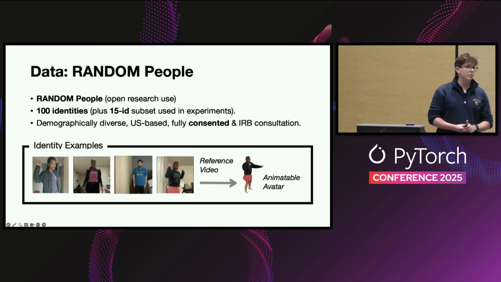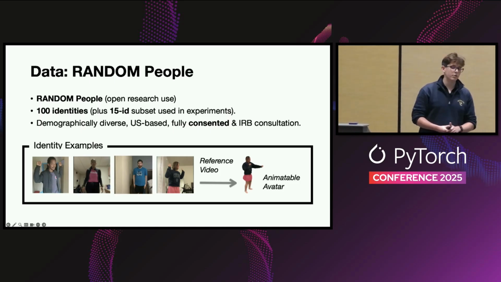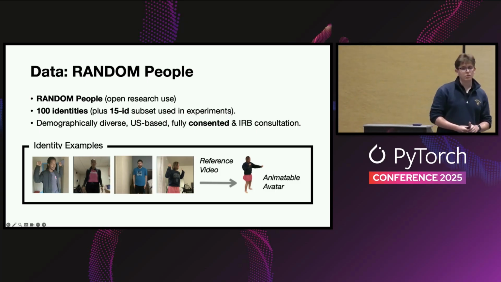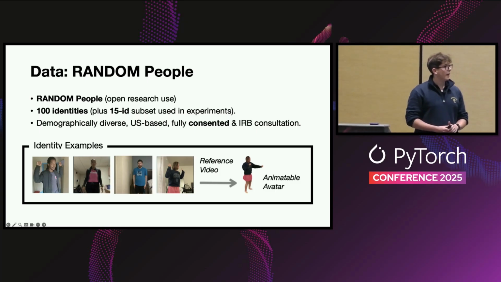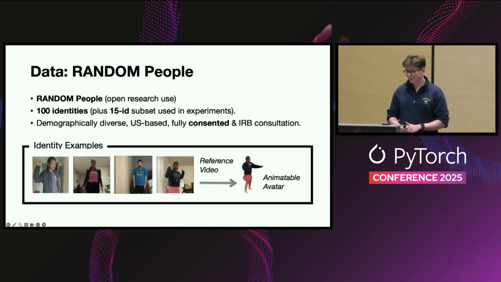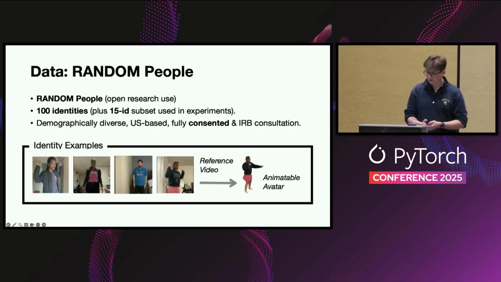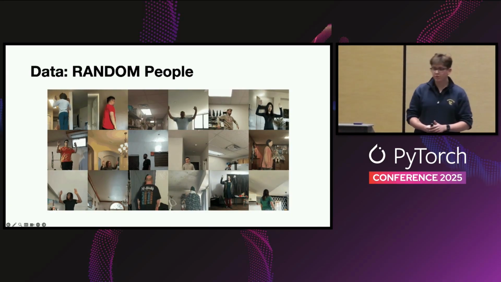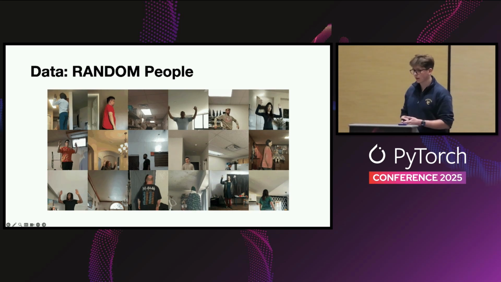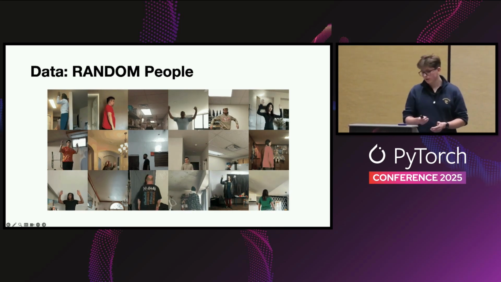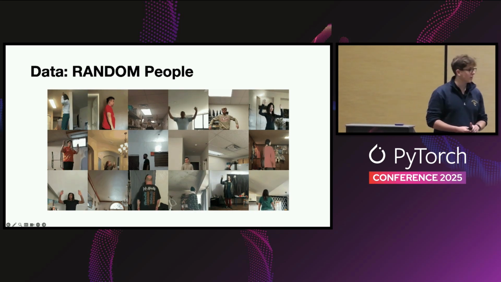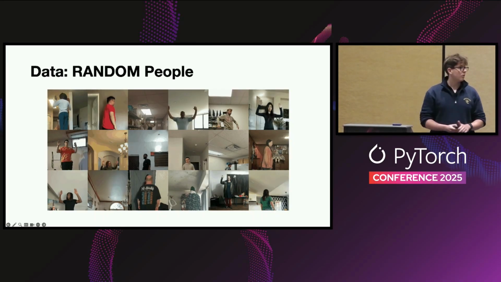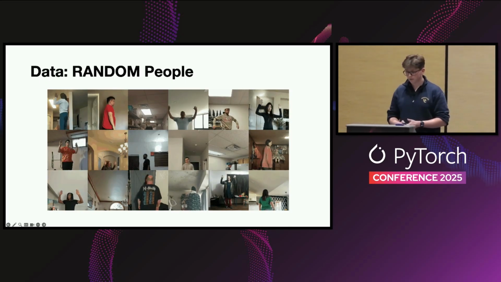So to create the diversity in identities, we created a dataset that we call Random People, which is 100 identities sourced from the internet. We paid people on the internet to basically record special videos, as you can see here, where for the XAvatar to have the 3D identity, they need to perform certain actions, like do 360 rotations with raised arms, not raised arms. And we open source all of that as well on our Hugging Face.